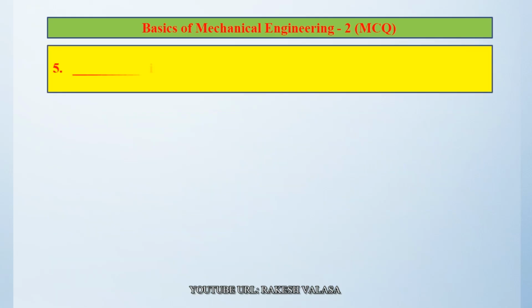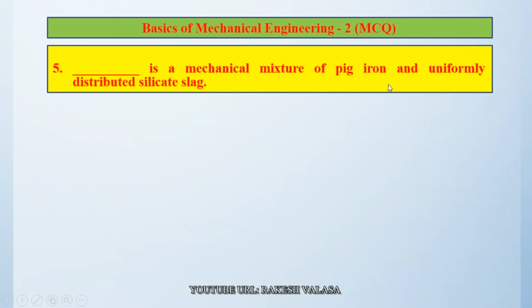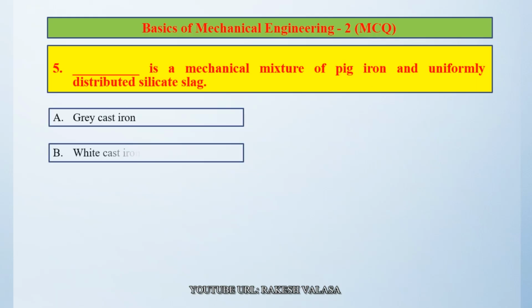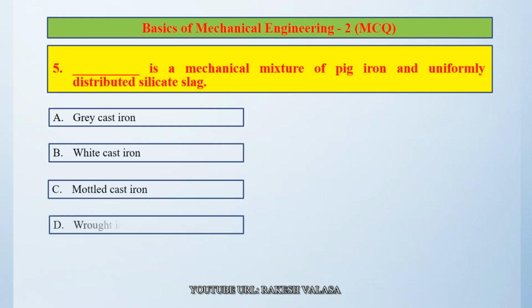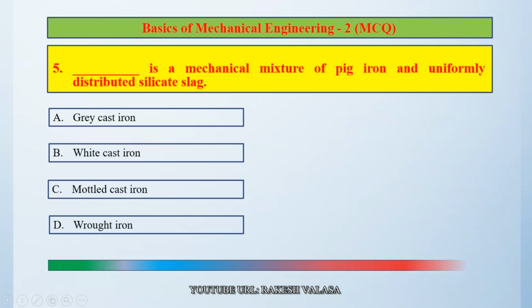Question number 5. Dash is a mechanical mixture of pig iron and uniformly distributed silicate slag. Option A. Grey cast iron. B. White cast iron. C. Mottled cast iron. D. Wrought iron. The correct answer is option D. Wrought iron. Let us see the explanation.